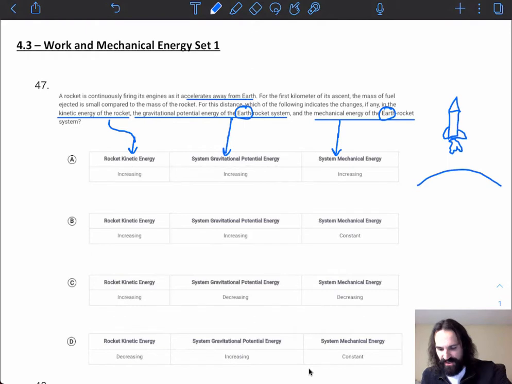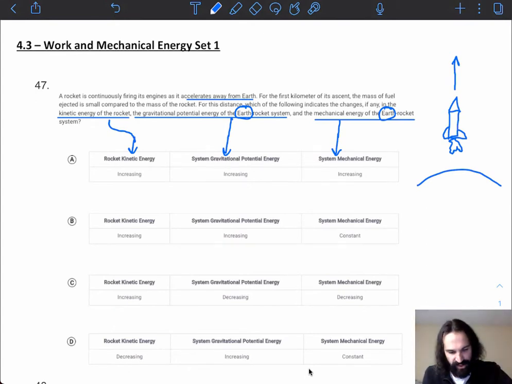47 is a rocket accelerating away from Earth. I'm assuming at this point, and with all questions, you have read through the question, you've tried the question on your own first. That should be a goal. We have our answer choices, which are discussing the energy. The first one is the rocket's energy. The second one is the system gravitational energy of the Earth rocket system, or the potential energy of the Earth rocket system. And the third one is the mechanical energy, which again is fancy for total energy.